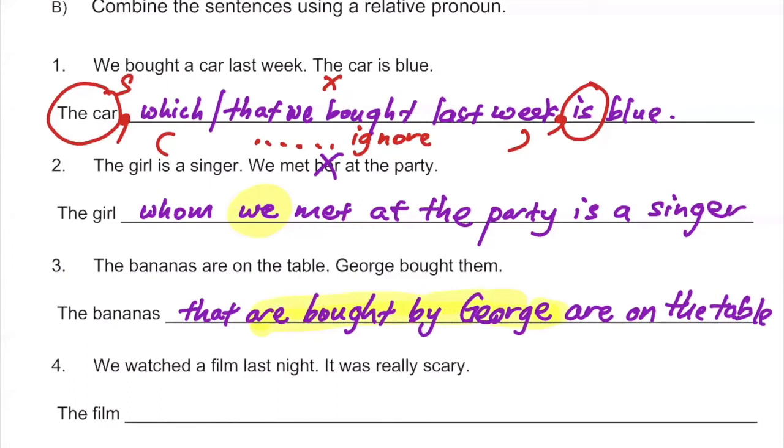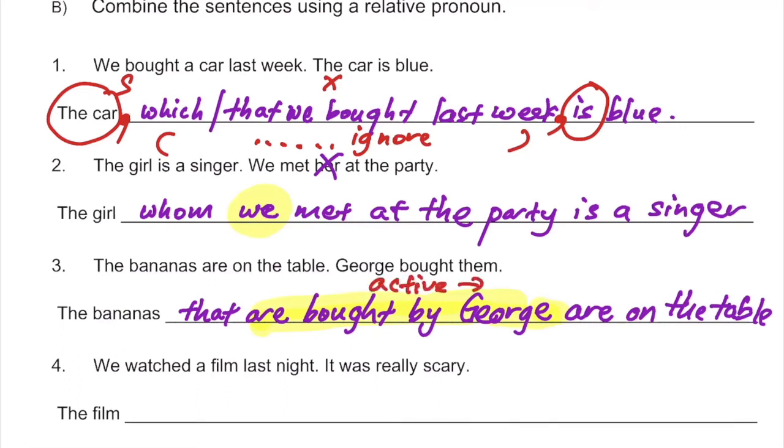What have I done here? Zi Ming, can you tell Mr. Pang what I just did? I taught you this before. I changed from George bought them. Sorry? Active to passive voice. Wonderful. I clap for you, Zimin. Good job. Okay, exactly. You change from active to passive when you are changing the subject to the object.